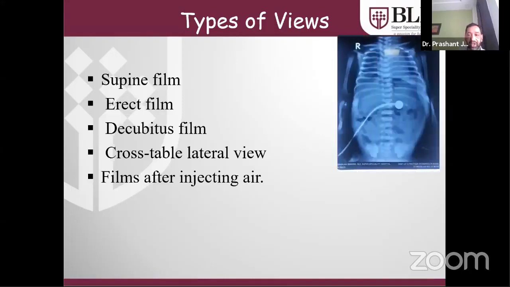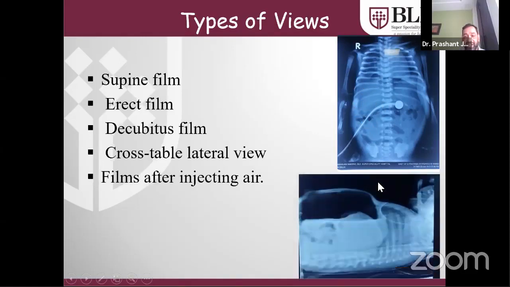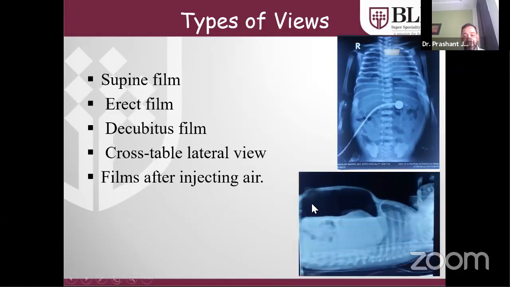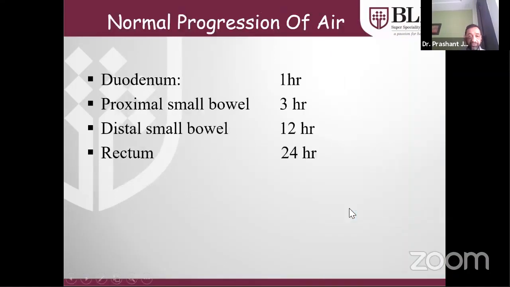So as I have mentioned, in this X-ray you can see that it looks like some abnormal gas pattern. The liver shadow is missing. This is a supine film. And when we did the decubitus film, we can see that there's a lot of gas lying below the anterior abdominal wall, and there's also a large air fluid level suggestive of pneumoperitoneum. So this is how, when you are not able to interpret the diagnosis on a plain supine X-ray, you can do a decubitus film.